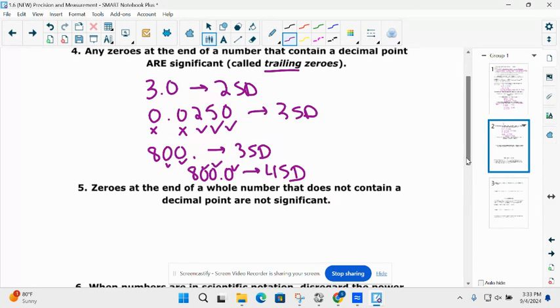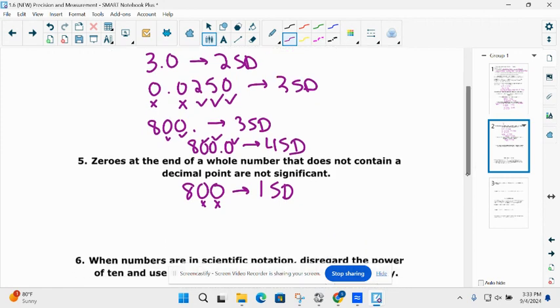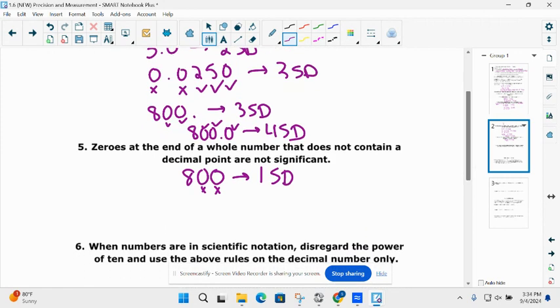Now let's look at the example where you just have 800. For 800, there's no decimal point, so these 2 zeros are not significant. Zeros at the end of a whole number that does not contain a decimal point are not significant, so this only has 1 significant digit. These are what I call placeholder zeros, as well as the leading zeros. This is just keeping the 8 in place of the hundreds.